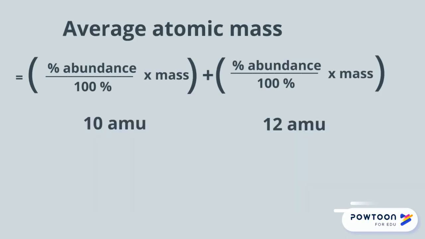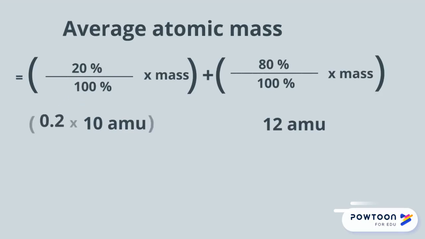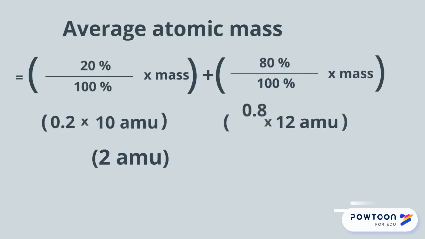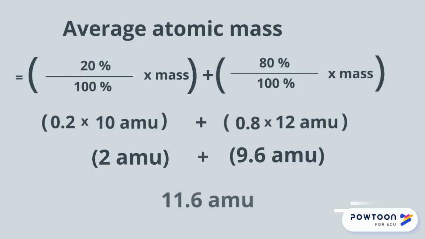20% of the isotopes are the 10 AMU variety, while 80% are the 12 AMU variety. So I will divide 20% by 100 to get 0.2. Then I will multiply by the mass of the isotope, which is 10 AMU, resulting in a value of 2. I will do this to the other isotope as well. Lastly, I will sum the two numbers, 11.6 AMU. Now I will walk through a more technical problem and provide two practice problems for you to try on your own.